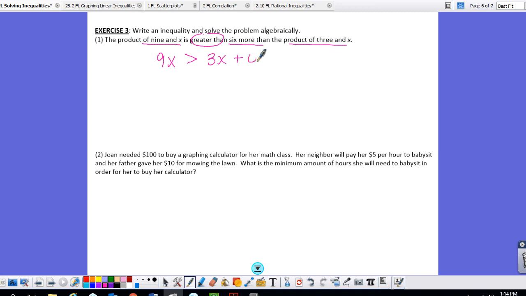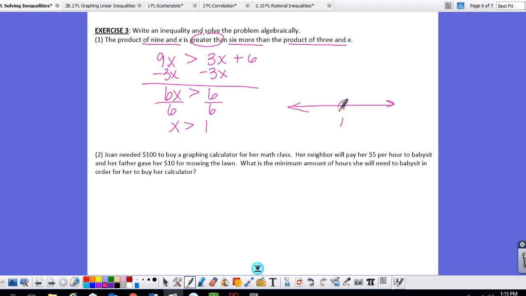So 3x plus 6. So I'm going to move my x's together first by subtracting the 3x. So I have 6x is greater than 6. Divide both sides by 6, and I get x is greater than 1. So I'm going to draw my number line, 1, open circle to the right.